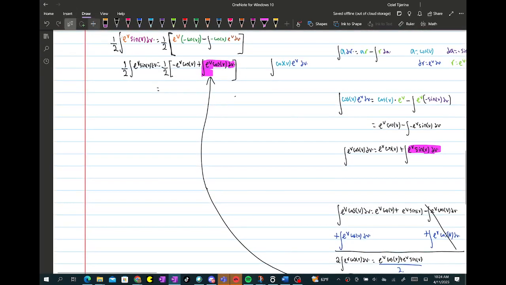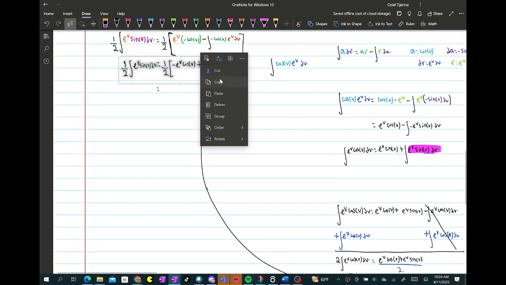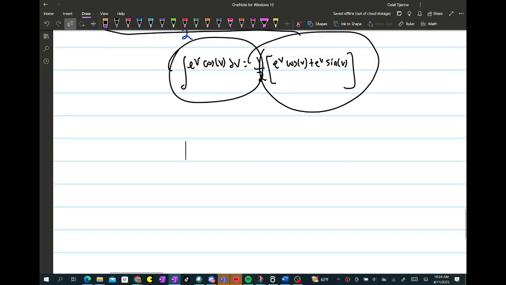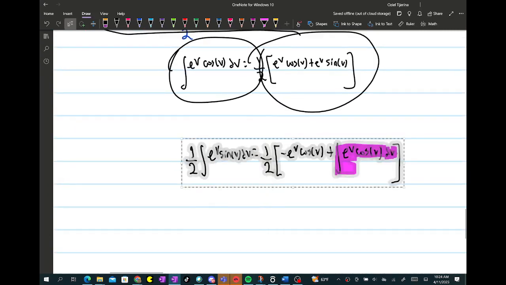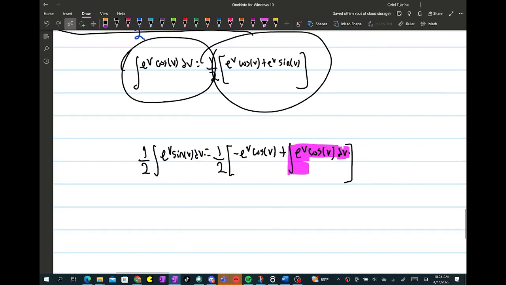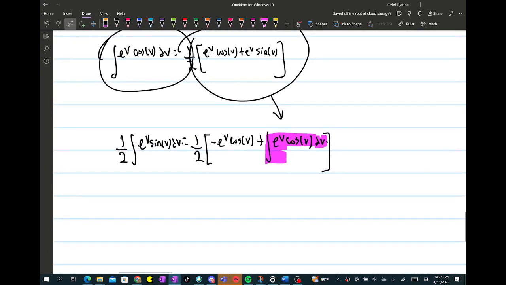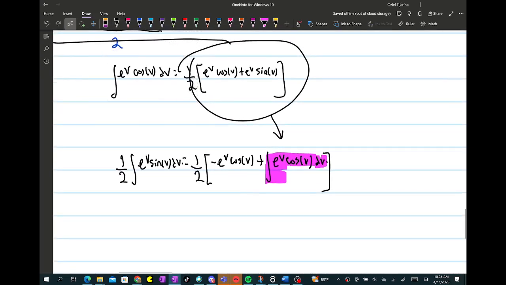So let me just, again, copy paste again to see what we had originally here. So this whole thing is what this is right here. So let me take off the circles. Hold on.